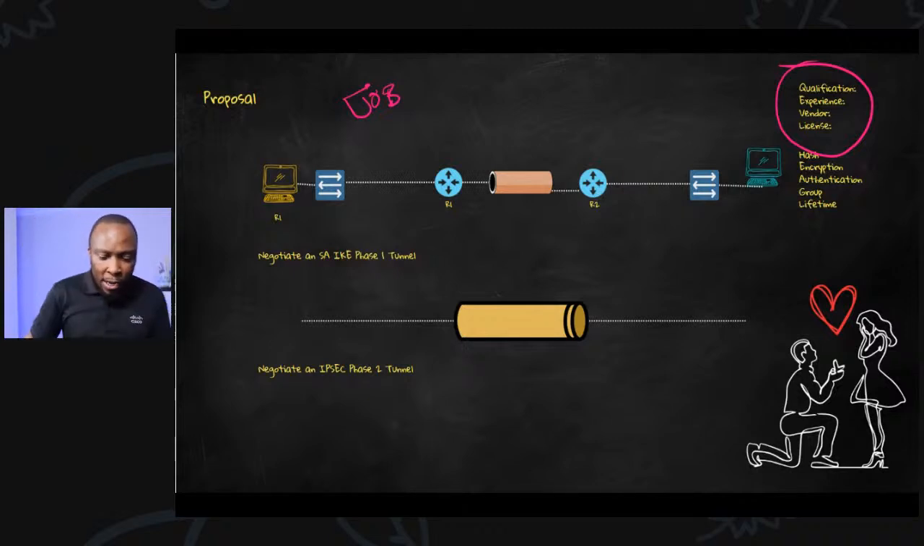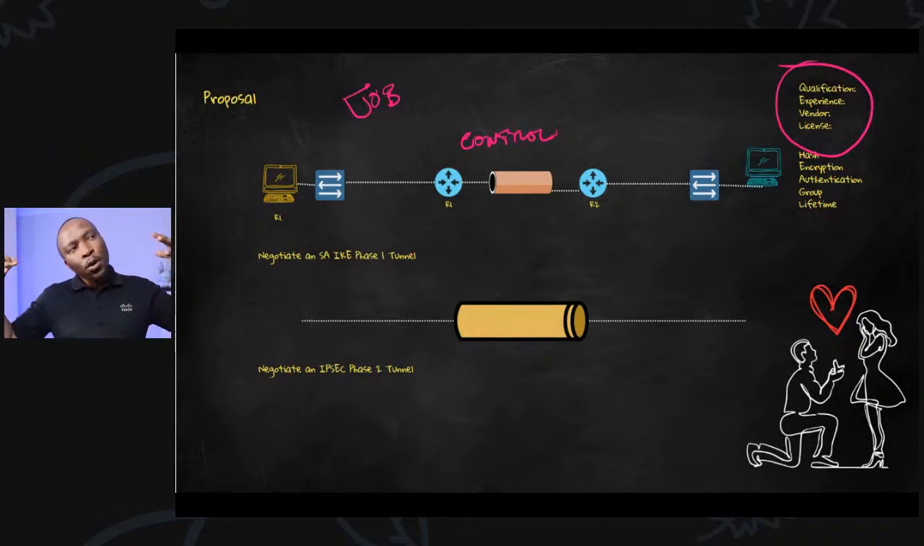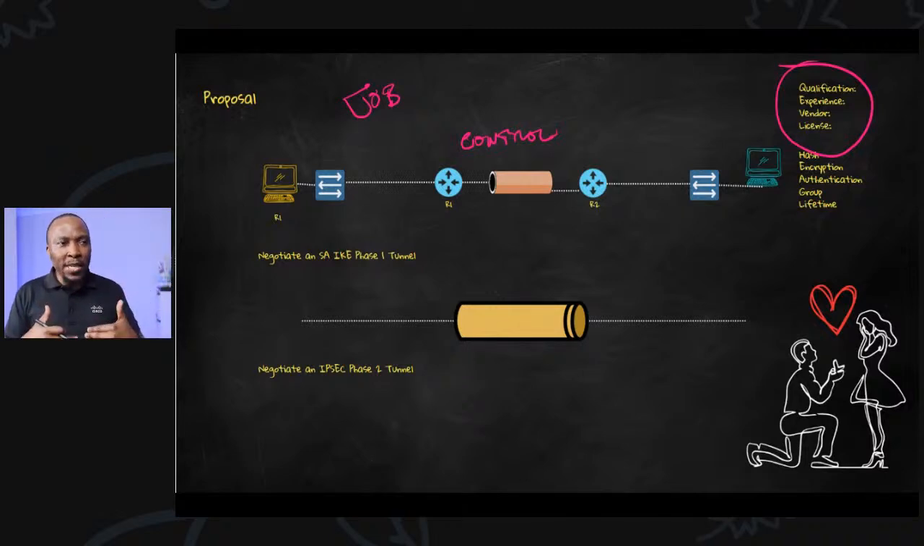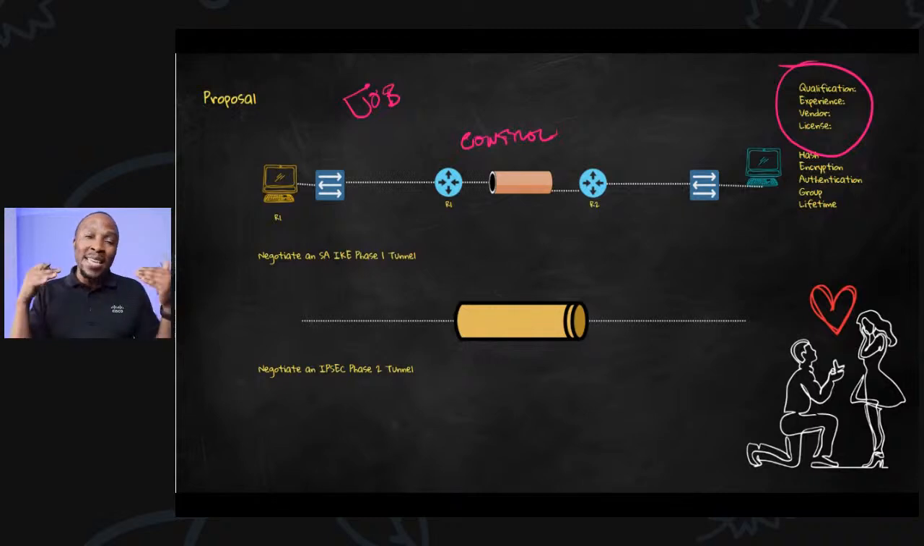So phase one is basically the control plane. This is the plane that carries all your management traffic, all the traffic that is keeping the VPN tunnel alive. So keepalives and all these things flow under the phase one tunnel. The phase one tunnel basically handles your key exchange. And then the phase two tunnel is the one that comes after.